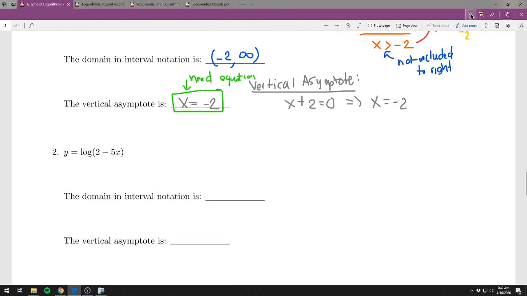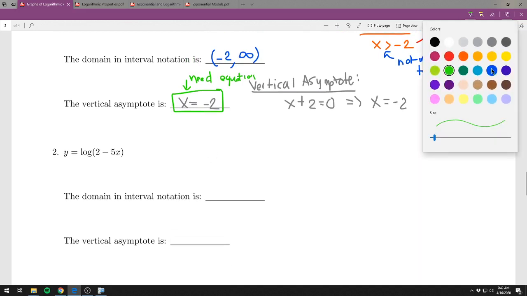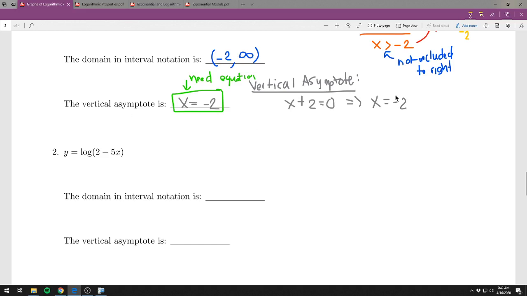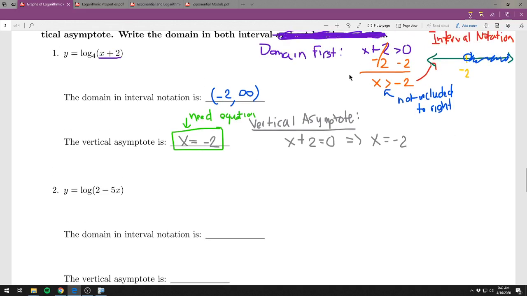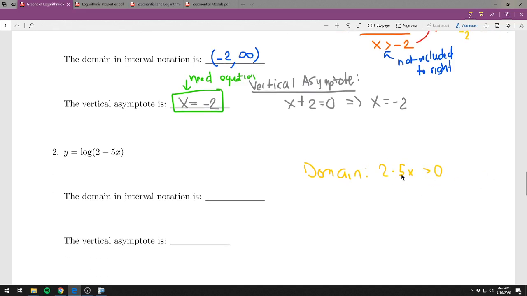All right, so we got one more here, because what often happens is people always want to do the asymptote first and assume, because of the greater than part, it's always going to be to the right, and that's not true. We'll figure out the domain of log of 2 minus 5x. So we take our inside, and we set it greater than 0. You can add or subtract all you want across inequalities, even with variables. So I'm going to add 5x to each side.